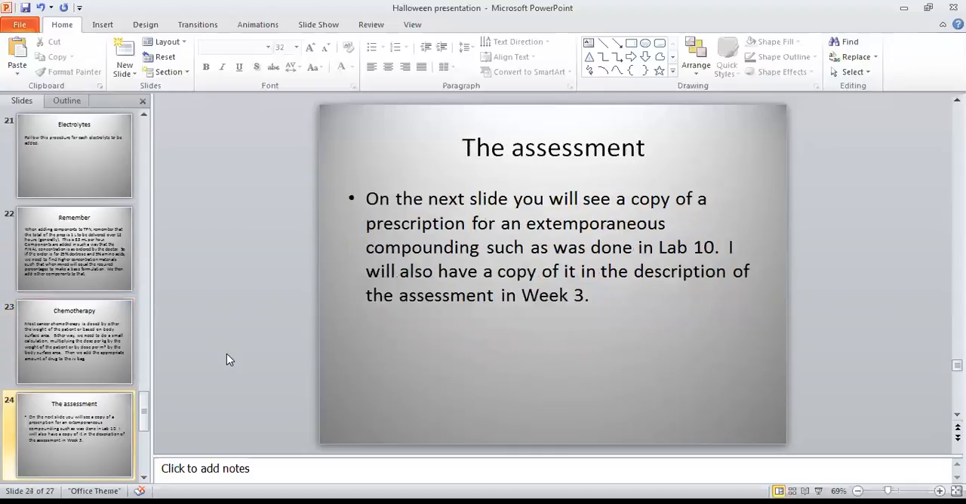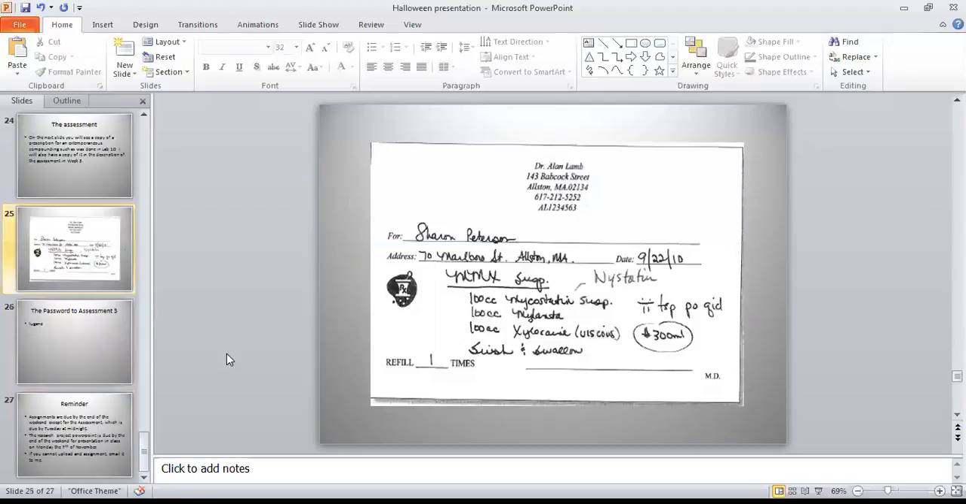Now the assessment for this week, we're going to see a copy of it on the next slide. It's for an intravenous compounding as is done in Lab 10. The prescription is for something called MMX suspension. We're going to make 300 milliliters of it by combining 100 cc's, and remember 1 cc is the same as 1 milliliter, so that'd be 100 milliliters of mycostatin suspension, 100 milliliters of Mylanta, and 100 milliliters of xylocaine. Ignore the viscous, just find the xylocaine that is a solution.